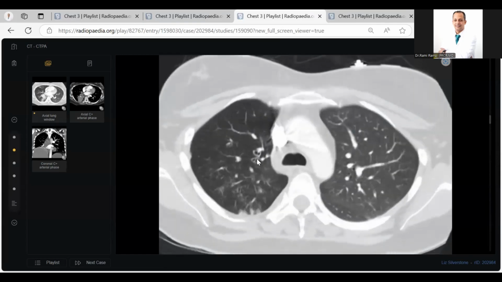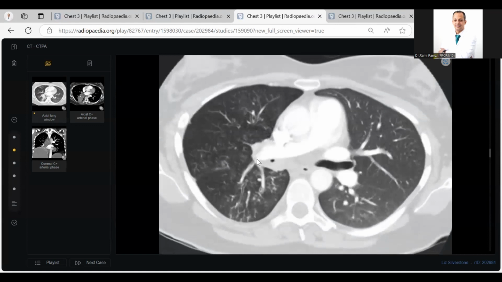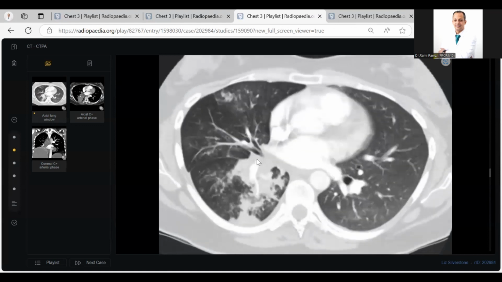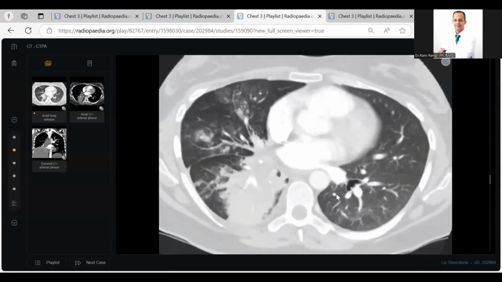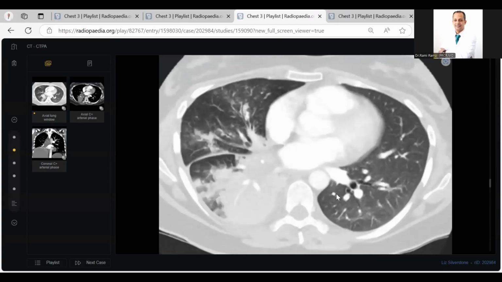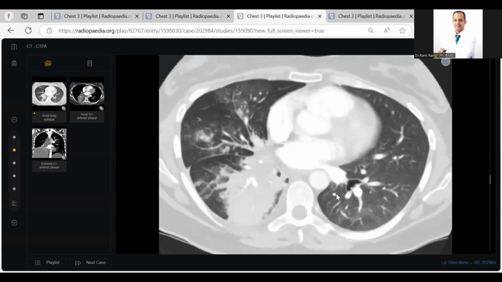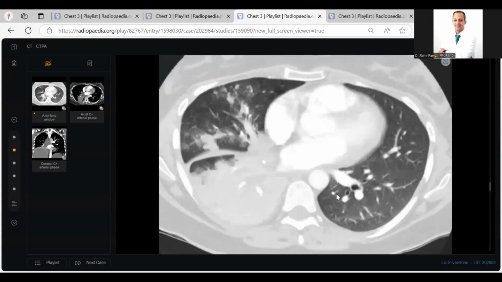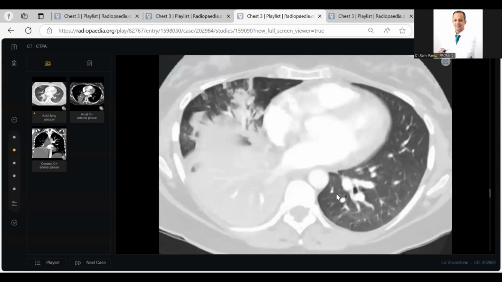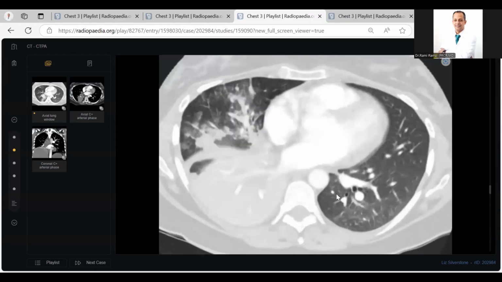Looking at the images, I noticed that there is a mass lesion in the right hilar region, which is probably causing obstruction. I still want to see the right parahilar region. I'm not able to see. What will you do next?